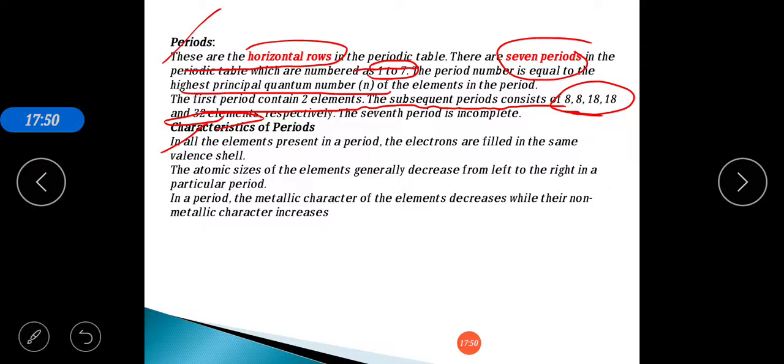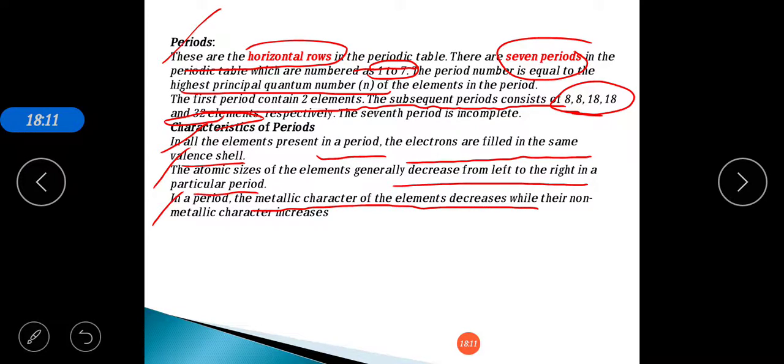Characteristics of periods. In all the elements present in a period, the electrons are filled in the same valence shell. The atomic size of the elements generally decreases from left to right in a particular period. In a period, the metallic character of the elements decreases while the non-metallic character increases.